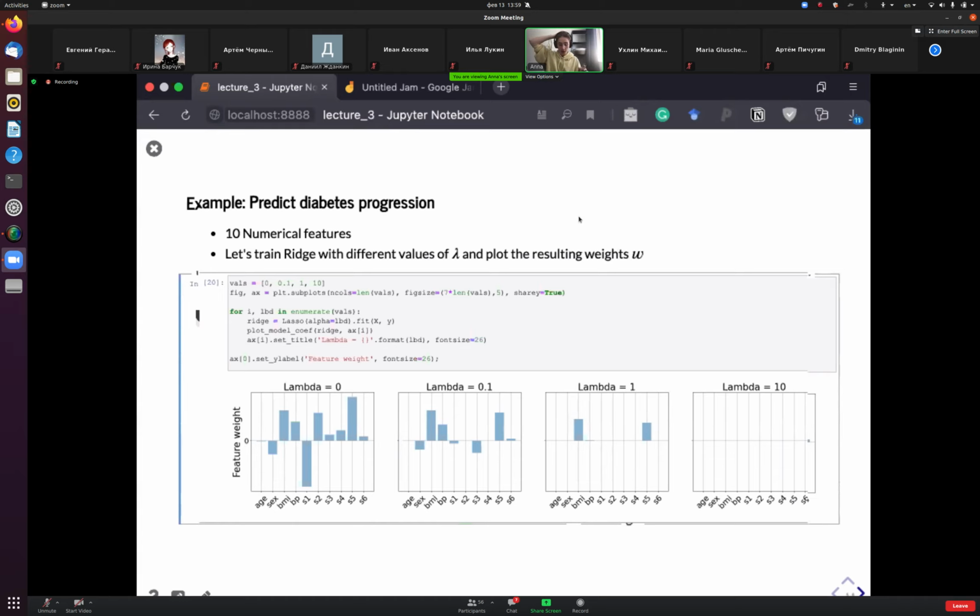So that was the point about L1 regularization. Any questions?